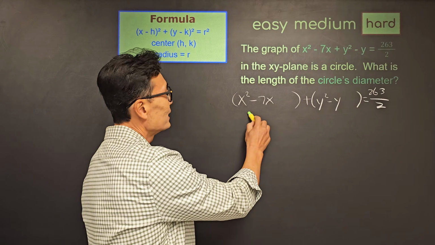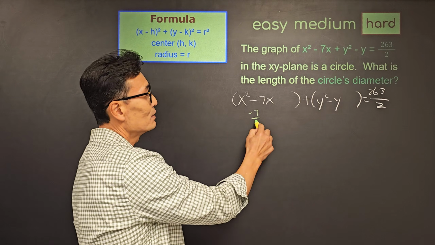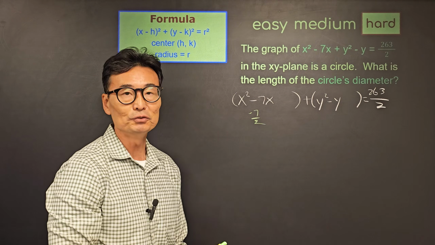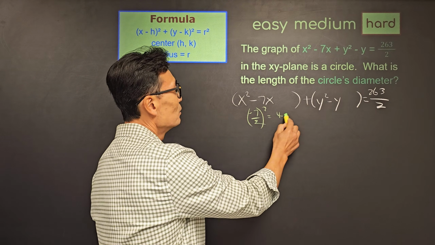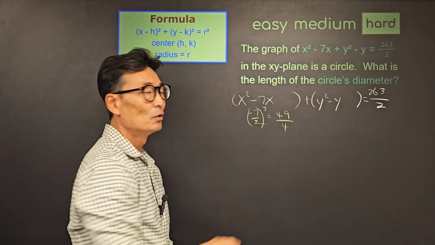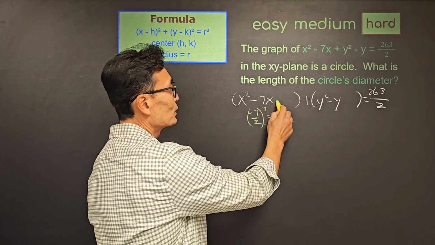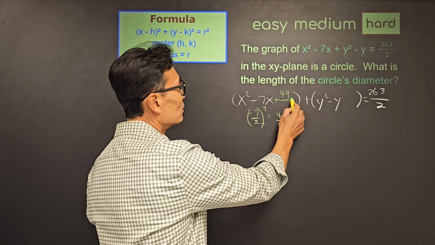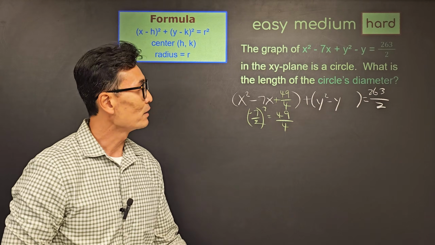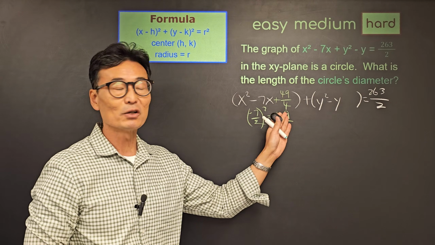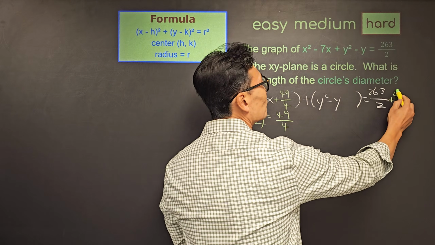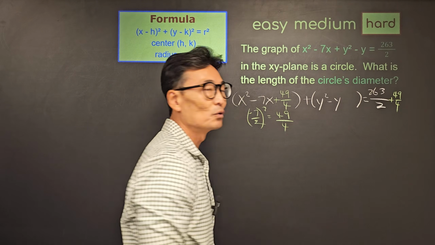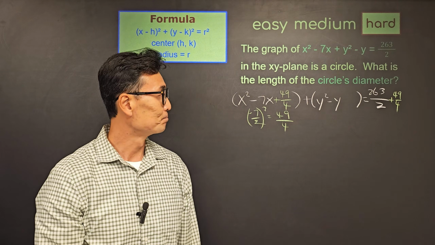First, we take that negative 7 and then divide it by 2. And then we'll square that, which is 49 over 4. And that's what goes in here, 49 over 4. If we add a 49 over 4 on the left side of the equal sign, we must include 49 over 4 on the right side of the equal sign.